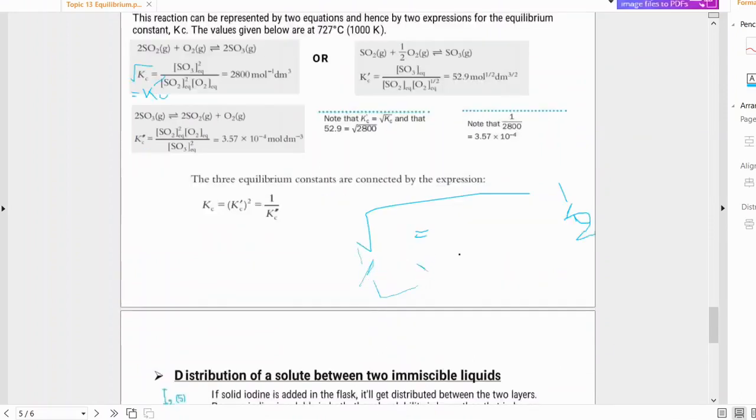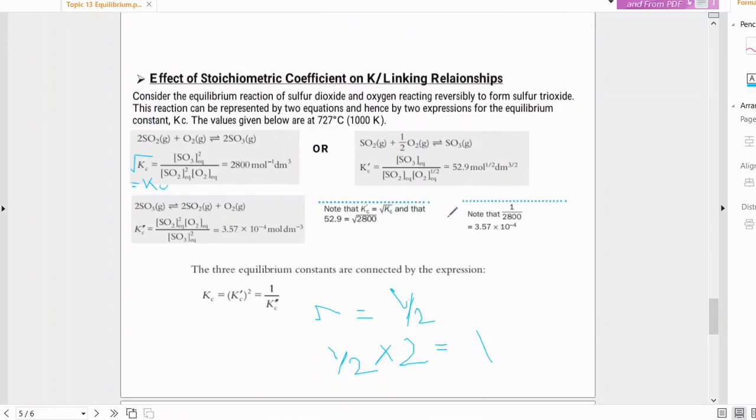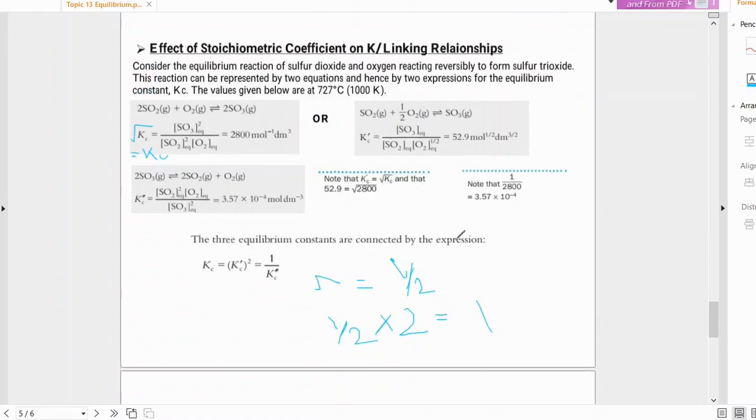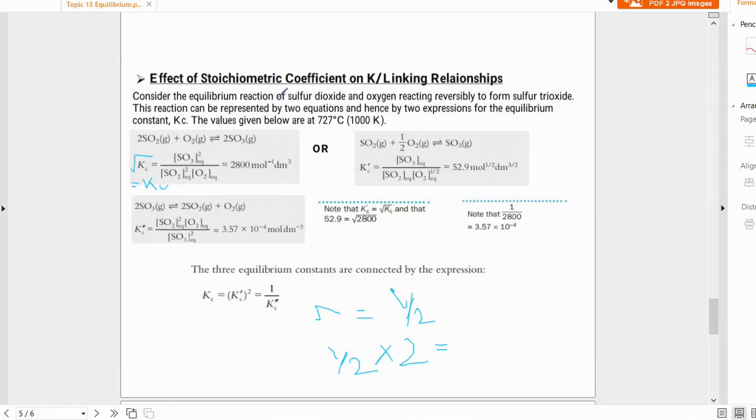So half times 2 equals 1. Root over means to the power of half, and half into the power of 2, such indices stuff, means 1. So these three equilibrium constants are connected by the expression Kc equals Kc prime whole square, or this, and this.